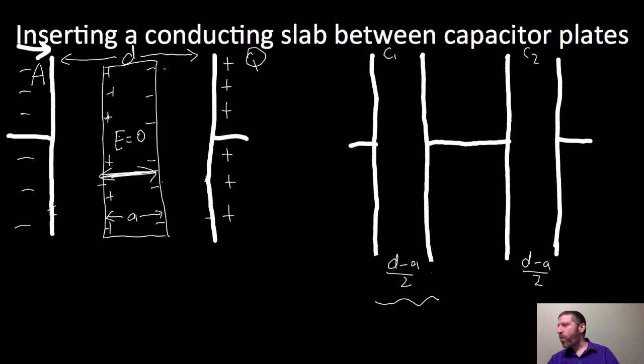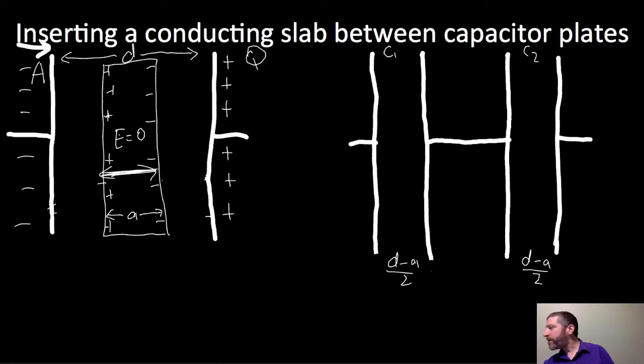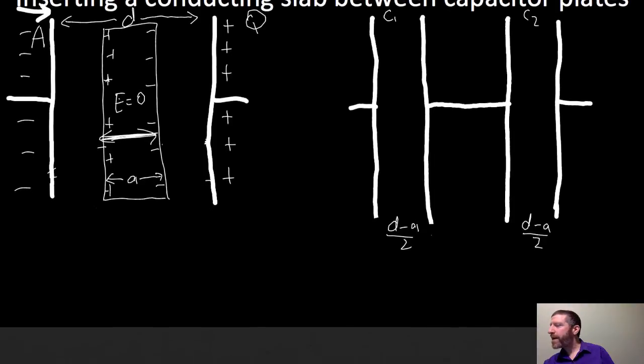If this thing is d wide and it's taken up by a wide of a conductor, what's left is d minus a, and I split that into 2. Turns out that it doesn't matter where you put this slab in there. All I got to do now is take a look at these two capacitors, which are now in series, and figure out what the equivalent capacitance of that is.